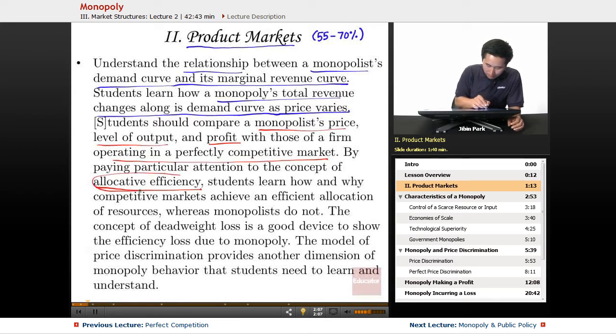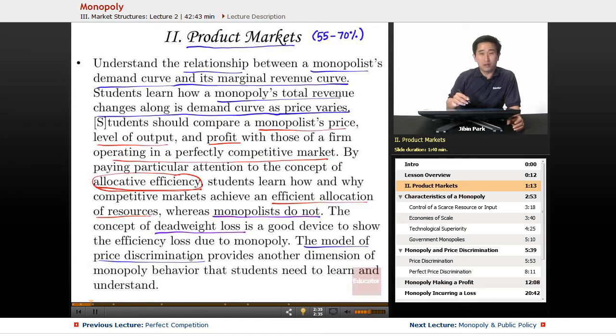What is this allocative efficiency? Students should learn how and why competitive markets achieve an efficient allocation of resources, whereas monopolists do not. Monopolists are not allocatively efficient. The concept of deadweight loss is a good device to show the efficiency loss due to monopoly. The model of price discrimination provides another dimension of monopoly behavior that students need to learn and understand.